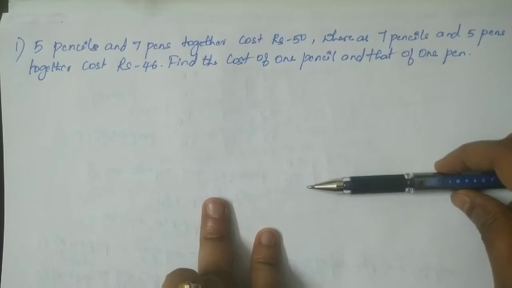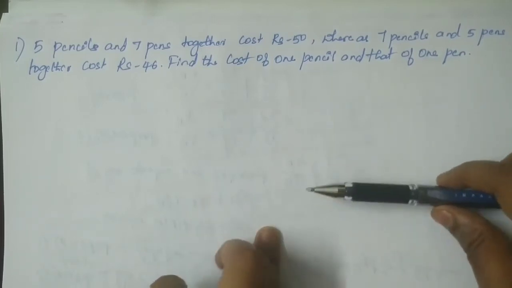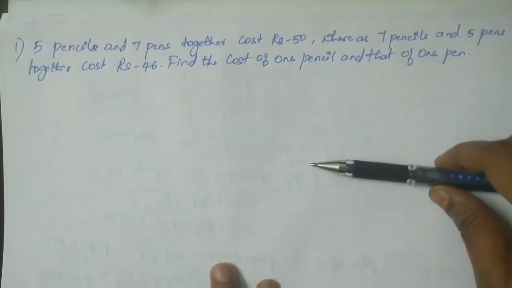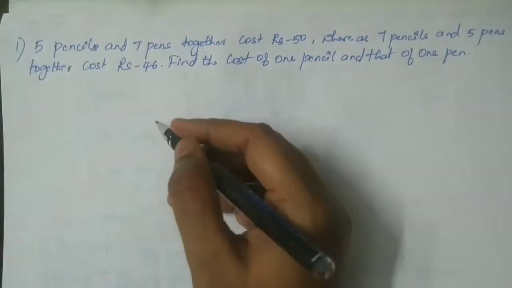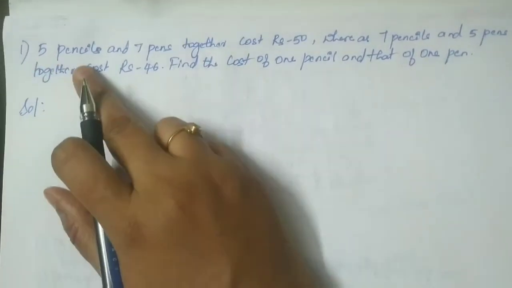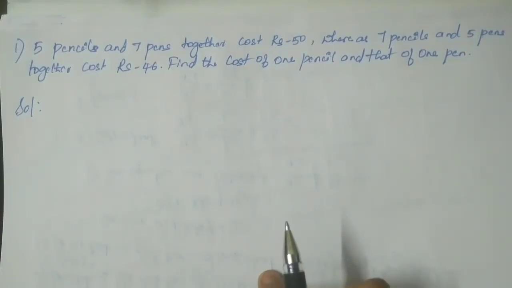5 pencils and 7 pens together cost rupees 50, whereas 7 pencils and 5 pens together cost 46 rupees. Find the cost of one pencil and that of one pen. So you have to identify the two characters here. The two objects are pencil and pen. Both are related to the amount in rupees. Correct?